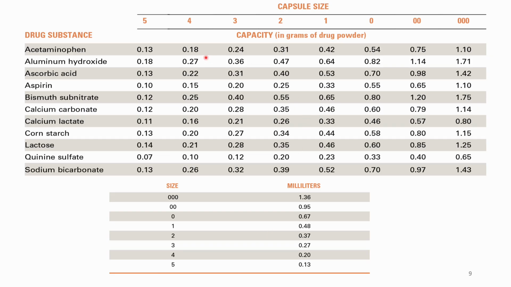This is a general example of capsule size and the amount of several specific ingredients. And remember, capsule sizes used for human beings range from 000 to number 5. The bigger the number, the smaller the size. The largest is size 000 and the smallest size is 5.